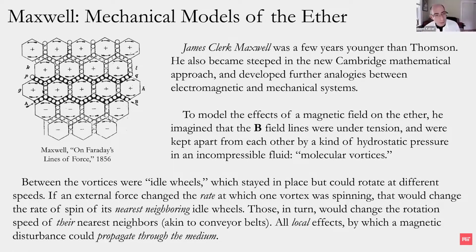So this unit cell starts to change its rate of rotation. That changes the speed at which these intervening, so-called idle wheels spin. That then changes the rate at which their nearest neighbors spin, because they're literally connected. So it's all local effects. All effects are local. And the way that a magnetic disturbance affects something over there is by these local effects propagating through the medium in this gears and straps conveyor belt sort of way.